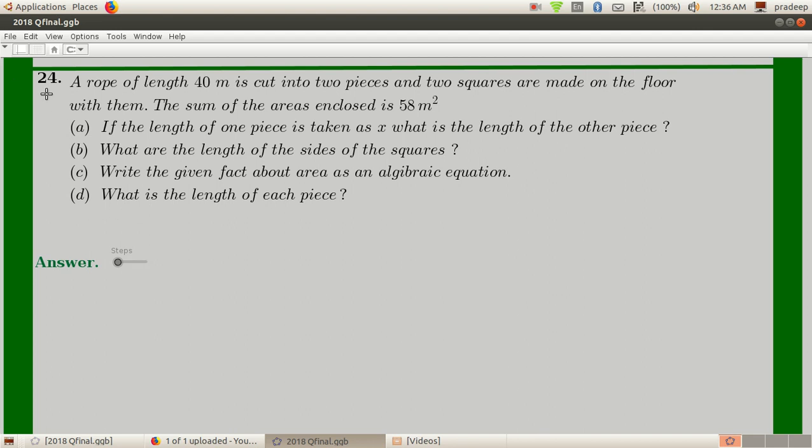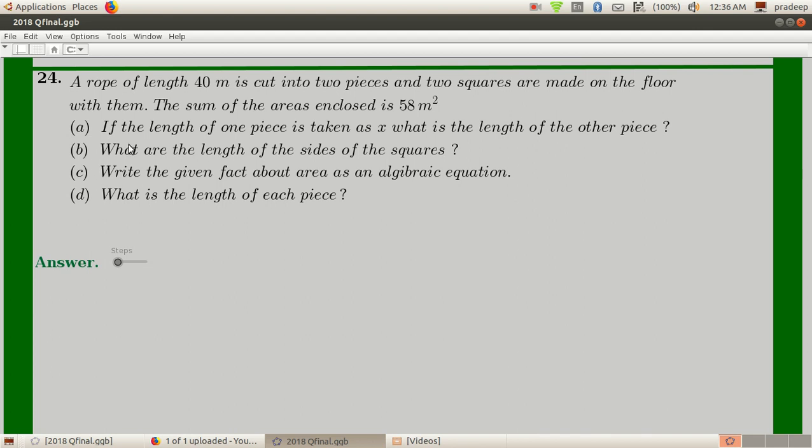In this question, a rope of length 40 meters is cut into two pieces and two squares are made on the floor with them. The sum of the areas enclosed by the rope is 58 meters squared. If the length of one piece is taken as x, what is the length of the other piece?